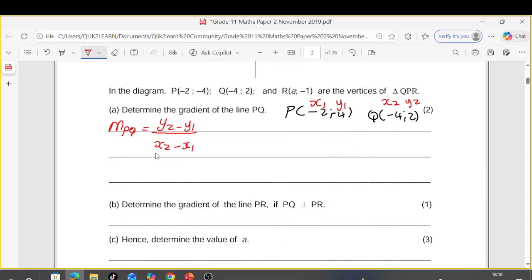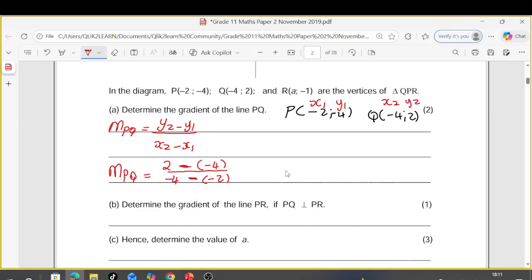We're going to do the substitution, and now the gradient of PQ will be equal to: y2 is positive 2, minus y1, and whatever you are subtracting, make sure you put it inside the bracket. So it's 2 minus, inside the bracket, 4, and everything is divided by x2, which is -4, minus whatever you are subtracting, put it inside the bracket, because that negative needs to multiply out the brackets. I think everyone is happy with that.